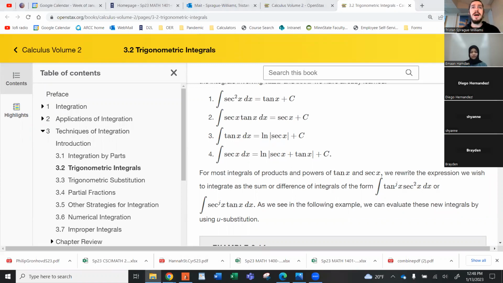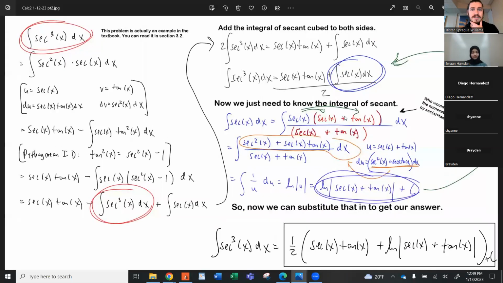However, I have put it into a document for you. So going back into my lecture boards from yesterday, after class yesterday, I finally figured out the secant cubed problem. So here's secant cubed, everybody. It's actually in the textbook.